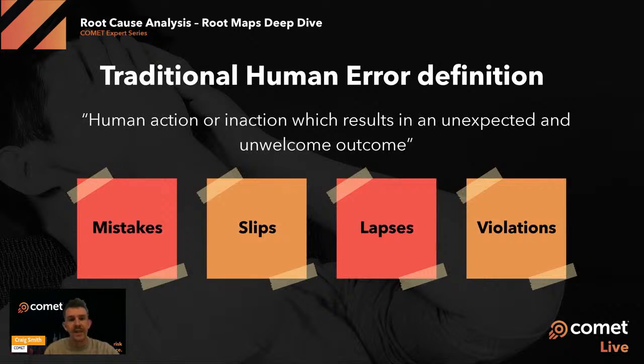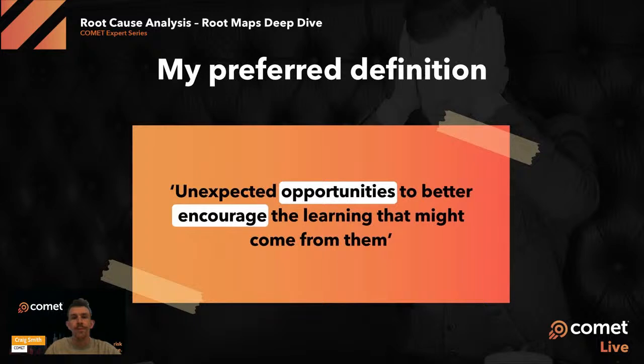But in the COMET sense, I will touch on these in a little bit more detail later on about our traditional, I suppose, understanding of what we mean by human error. So these things are not wrong, but actually, I want to try and flip that view a little bit, and I want us to think about human error a little bit differently. So our preferred definition about treating human error is an unexpected opportunity to better encourage the learning that might come from them. So if we just take a moment and pause, what do we think that actually means then?